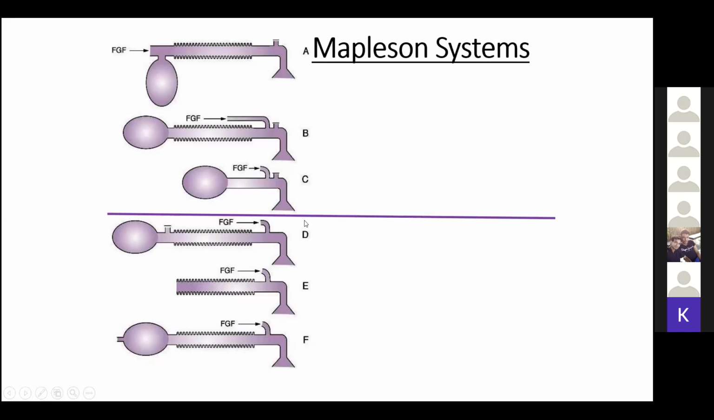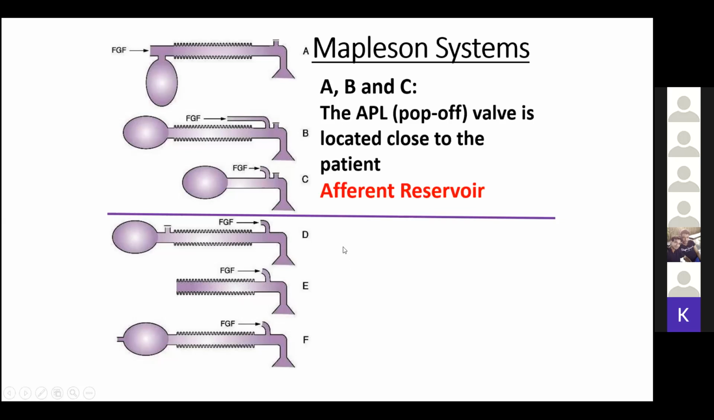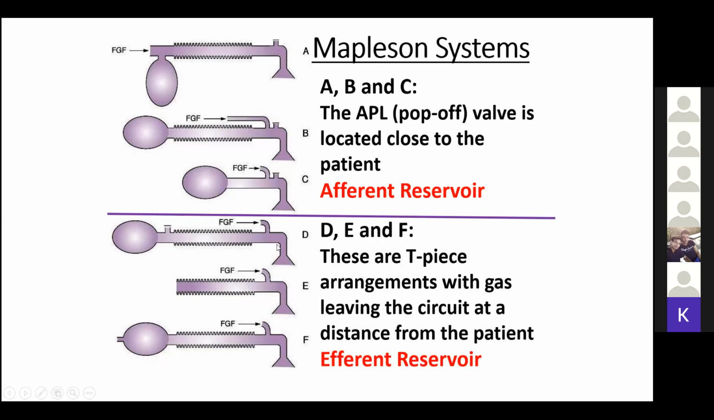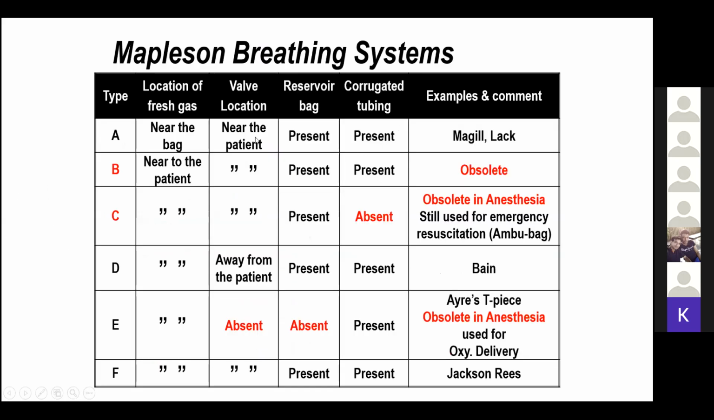So here is an example. Can you see here A, B, C? These are afferent reservoir systems, and D, E, F, they are efferent reservoir systems. For example, you can see here the APL or pop-off valve is located close to the patient, but the reservoir is in the afferent limb. Here the exhaled gases occur, so the reservoir is in the efferent limb, and that's why they are called efferent reservoir systems. And these are generally a T-piece type arrangement, leaving the circuit at a distance from the patient.